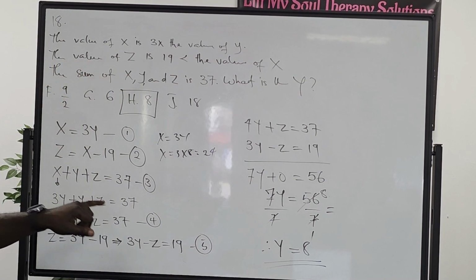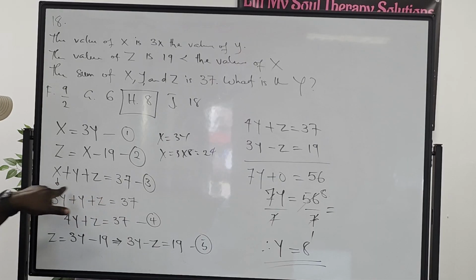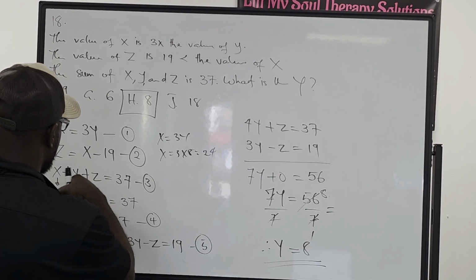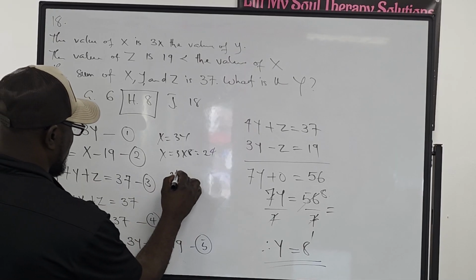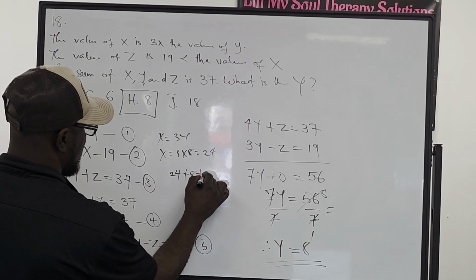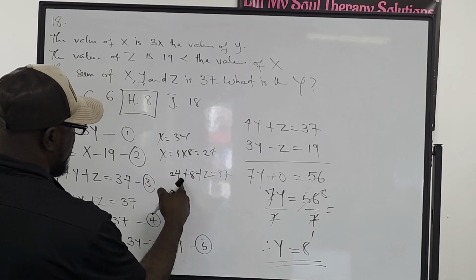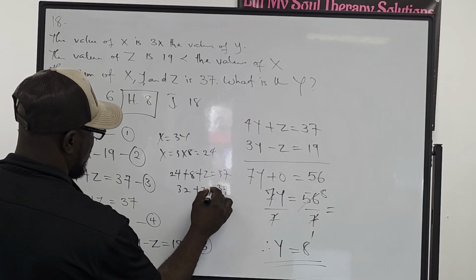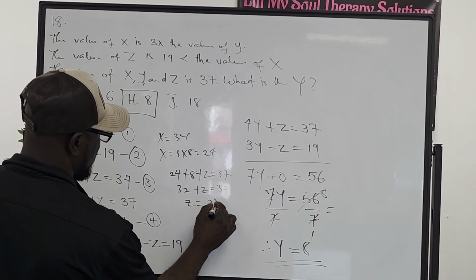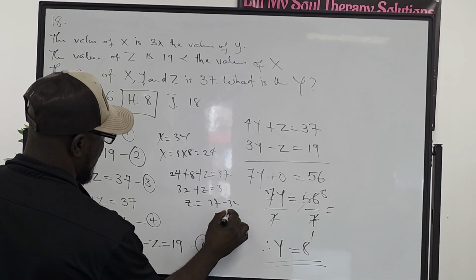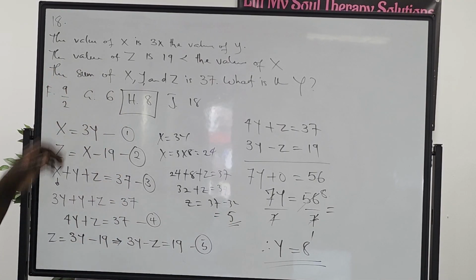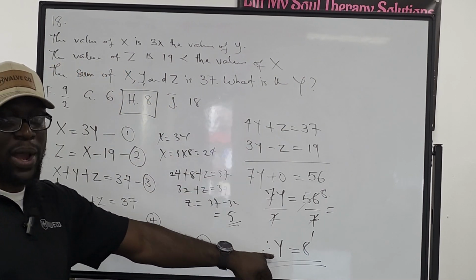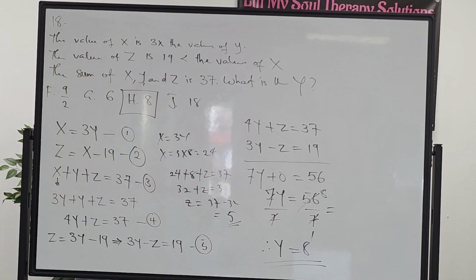And since we know that all three of them equal 37, it is easy to find z. So at that point, you're just going to say 24 plus 8 plus z is equal to 37. So 24 plus 8 is 32, plus z equals 37, and then z is going to be 37 minus 32, and that gives you 5. So that is how you can find all the numbers. But since they're only asking for y, you stop here: y is equal to 8, option H.